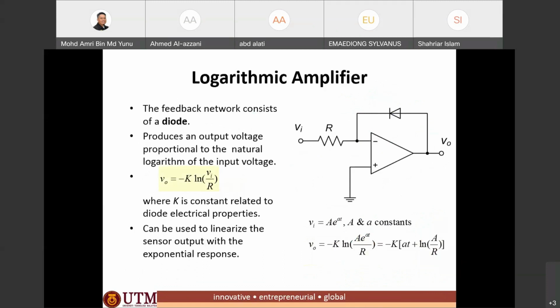Okay, then we have specialized op amps. Like you can see here, a logarithmic amplifier.